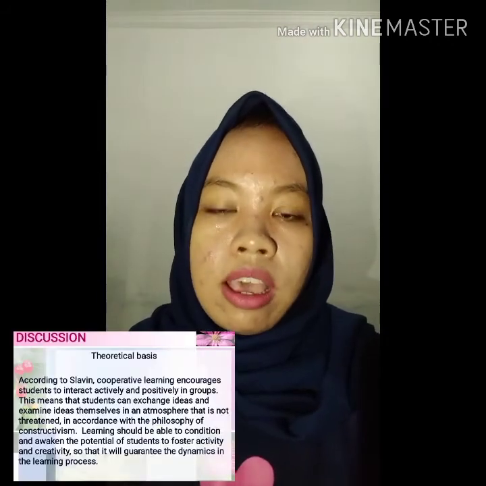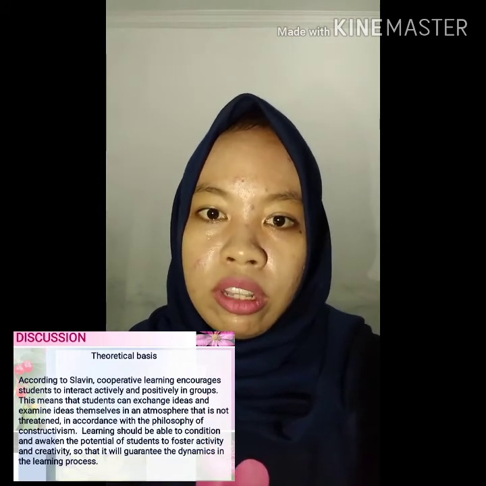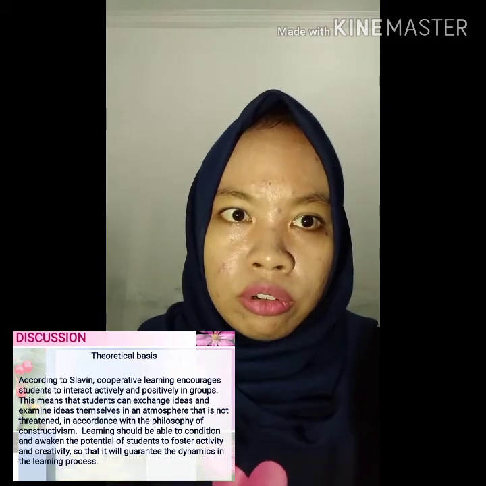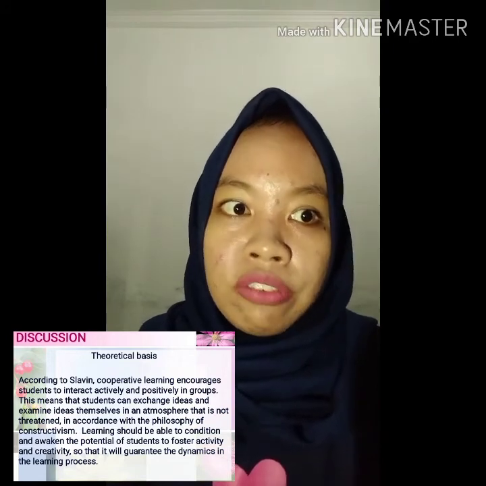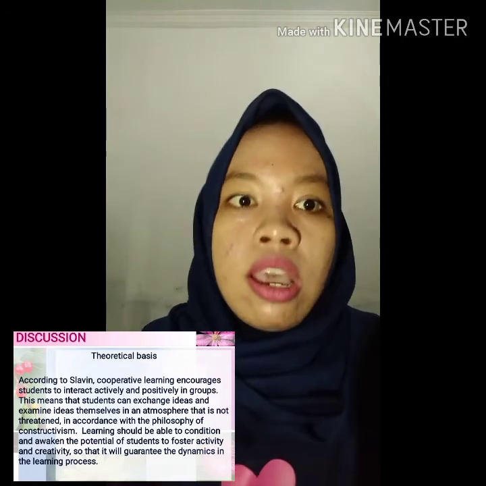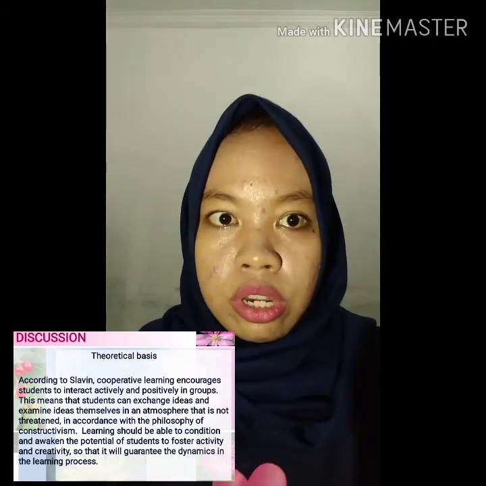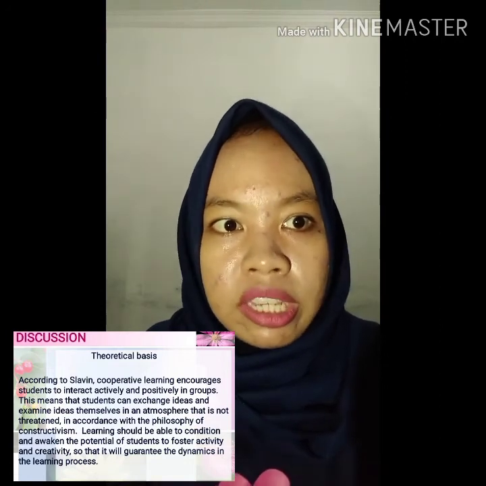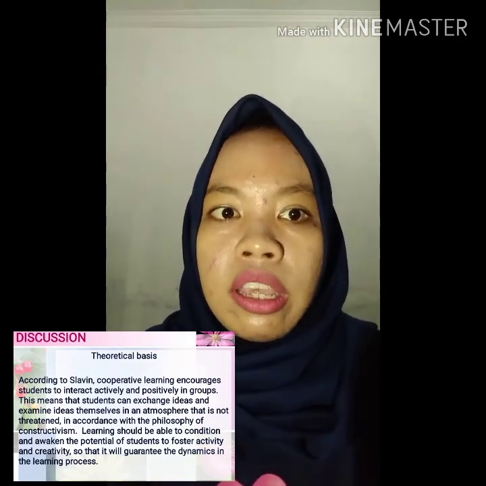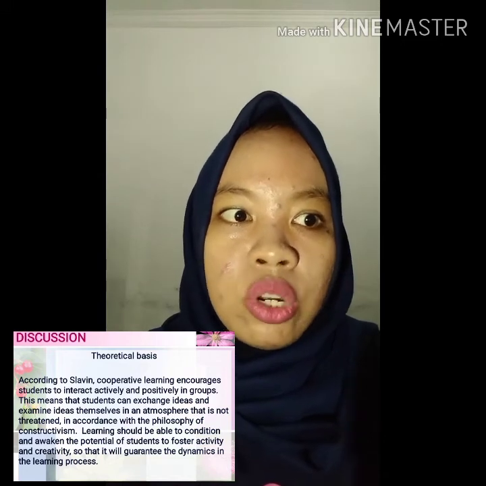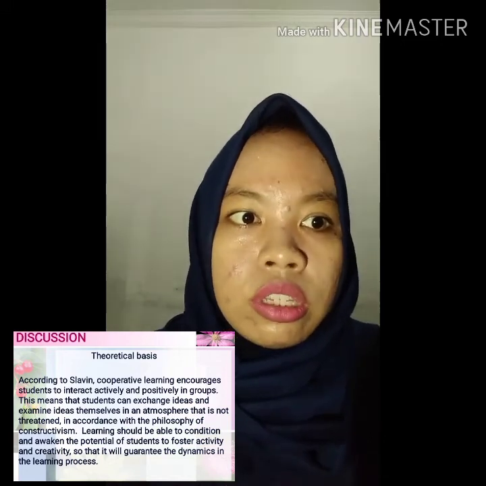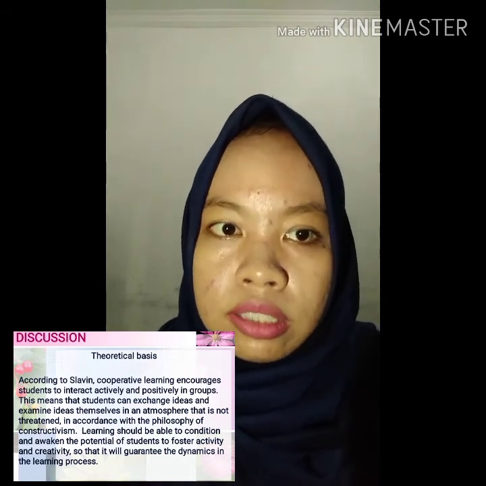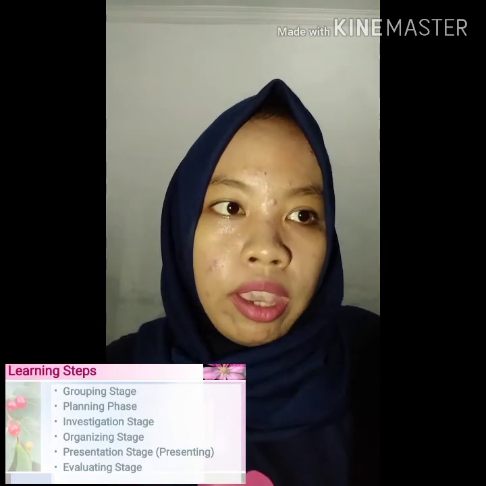Chapter 2 is the discussion. Point 1 is the theoretical basis. According to Slavin, cooperative learning encourages students to interact actively and positively in groups. This means that students can exchange ideas and examine ideas themselves in an atmosphere that is not threatening, in accordance with the philosophy of constructivism. Point 2 is the learning steps.